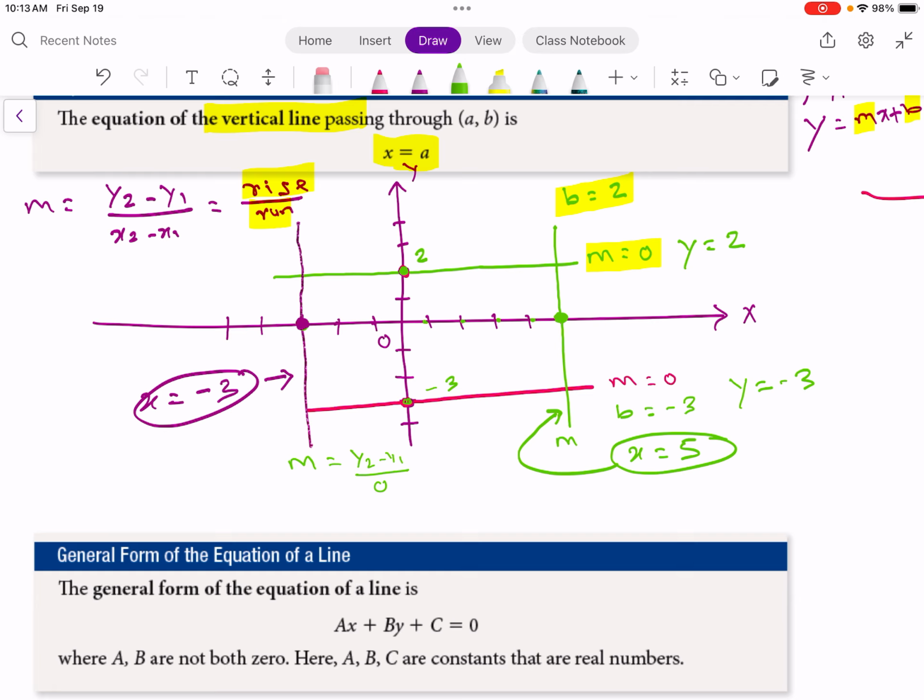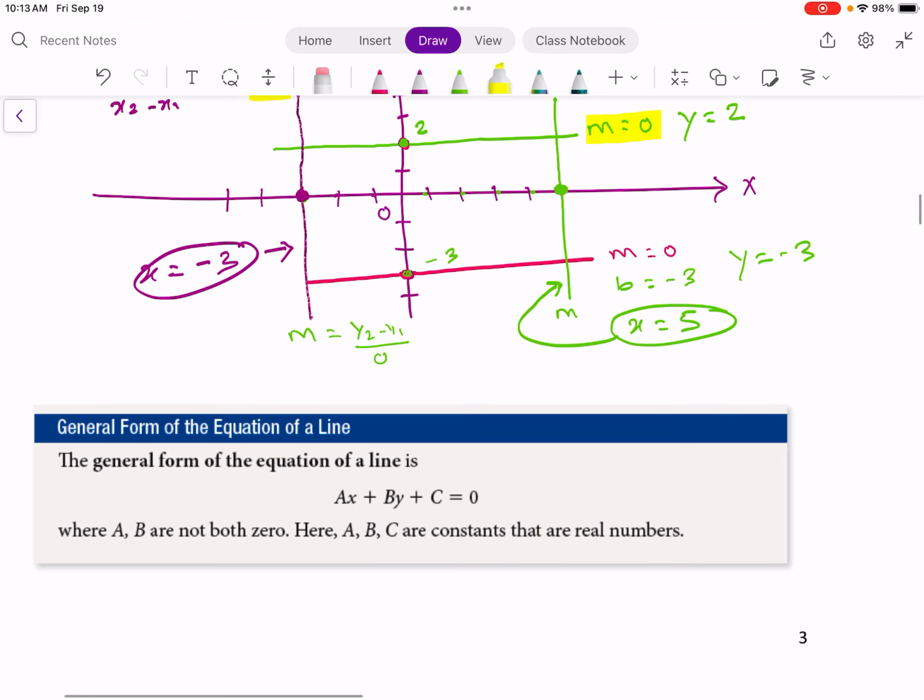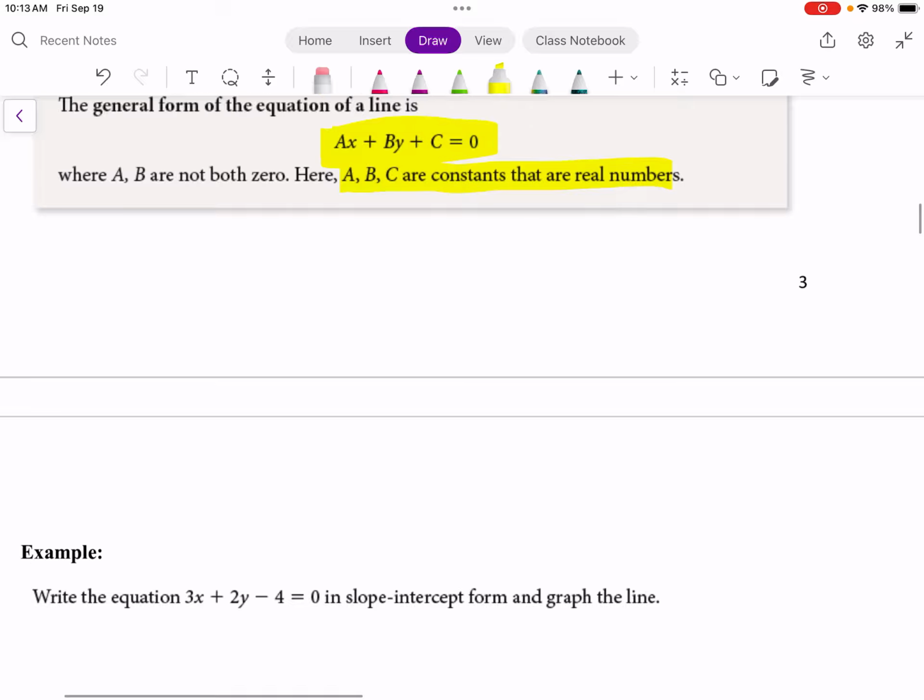Now next, here we have the general form of the equation of a line. If we have the equation of a line in this form, ax plus by plus c equals 0, where a, b, c are any real numbers, x is our x coordinate, y is our y coordinate, then we call it the general form. Now let's go to an example.